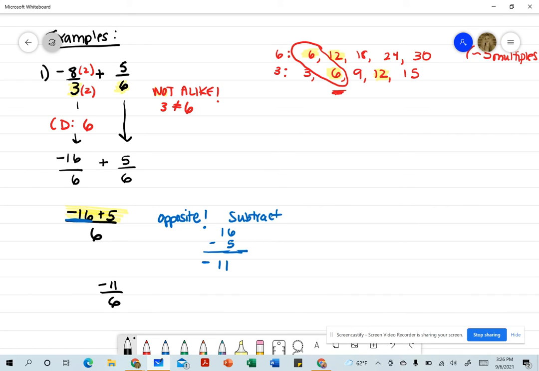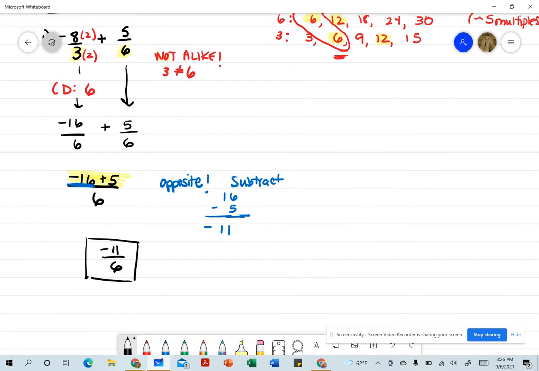Now the very last step I do is I see if I can simplify. Do these numbers have a common factor that I could simplify by? Like, do they both divide by 2? Do they both divide by 3? Do they both divide by 4? Then I do. In this case, 11 is prime, meaning nothing else can divide into it evenly. So my answer stays as negative 11/6.